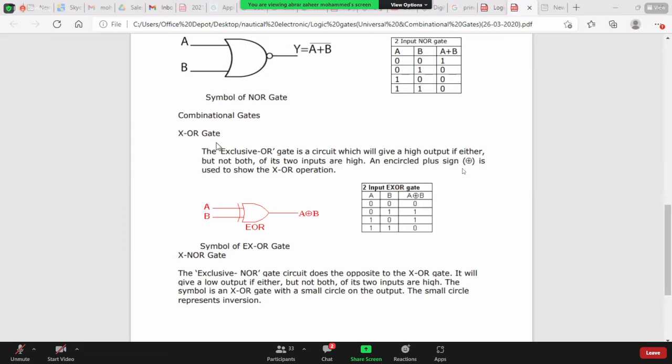Next is the XNOR gate. The exclusive NOR gate circuit does the opposite of the XOR gate. So it will give a low output if either but not both of the two inputs are high.